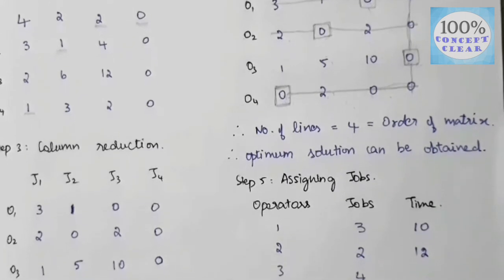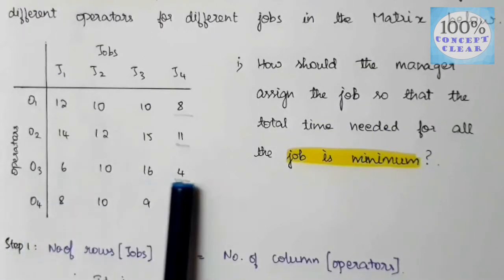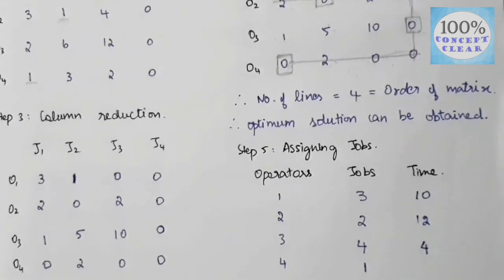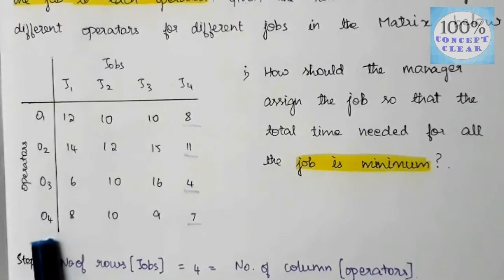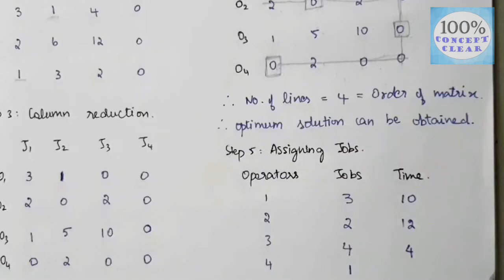Now check for third operator. Operator 3, job is 4. So time is also 4. Operator 3, job 4, time is 4. Now for operator 4. Operator 4, job is 1. So operator 4, job 1, time is 8.